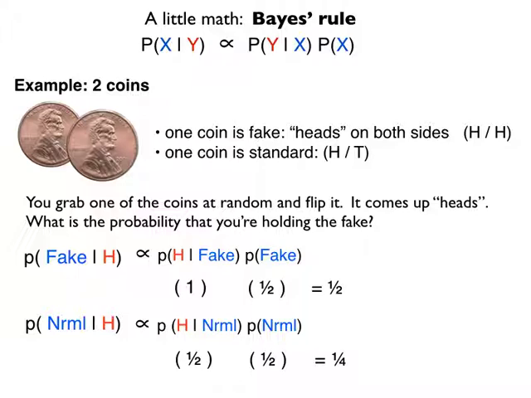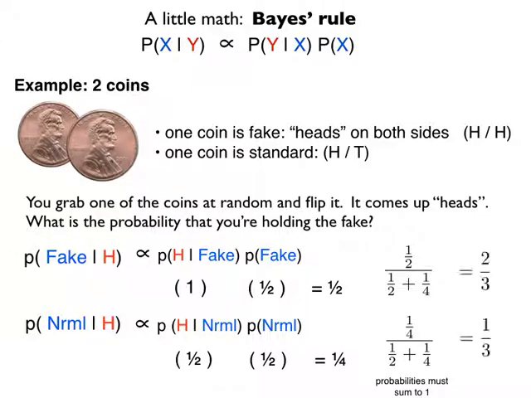But of course, these guys have to add to a probability of 1, because one of those two things definitely happened, so I have to normalize here. I have to divide by p of y. That's this step. And so if you grab a coin at random, flip it, and it comes up heads, the likelihood of it being fake is 2/3.